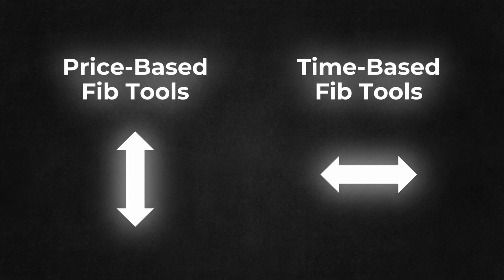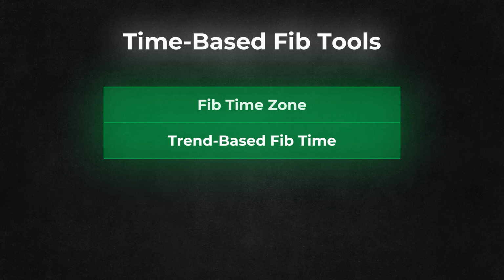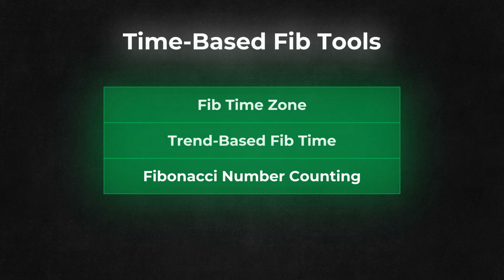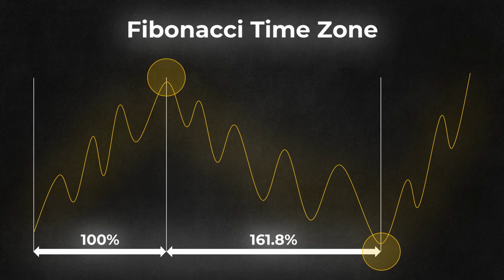We have 4 main time-based Fib tools: the Fib Time Zone, the trend-based Fib Time, Fibonacci Number Counting, and Fibonacci Wave Counting. 2 of these are ratio tools, and the other 2 are simply counting tools. Let's begin by the Fib Time Zone technique. The Fibonacci time zone is a very simple idea. We measure the length of time that it takes for a significant price movement to form.